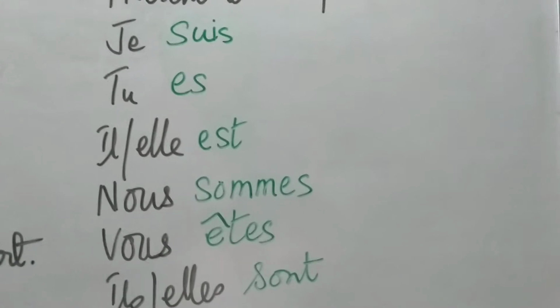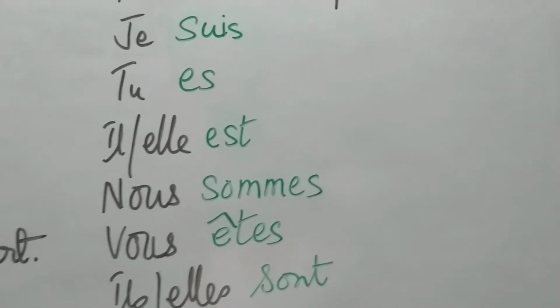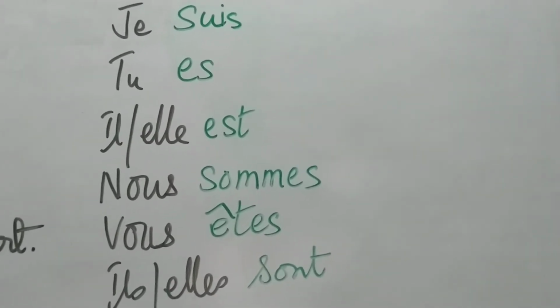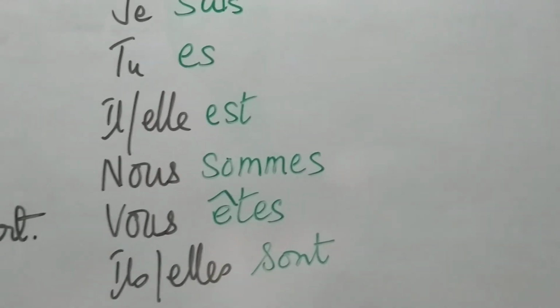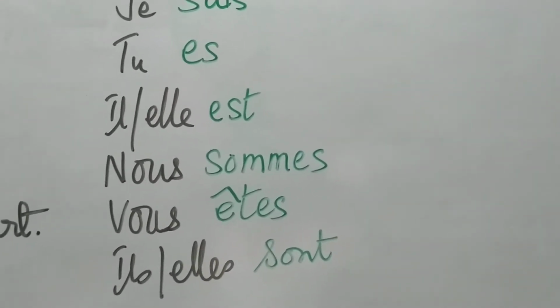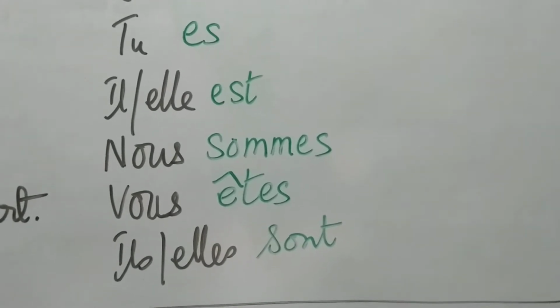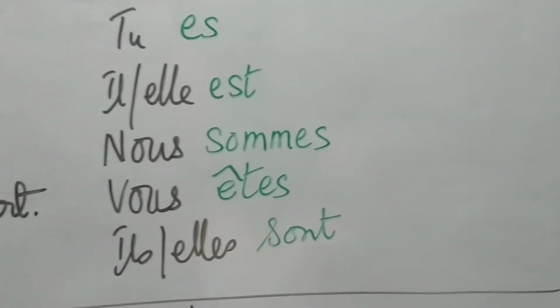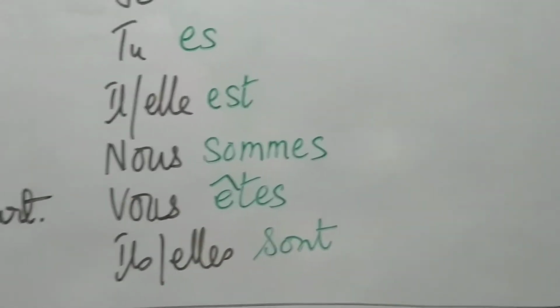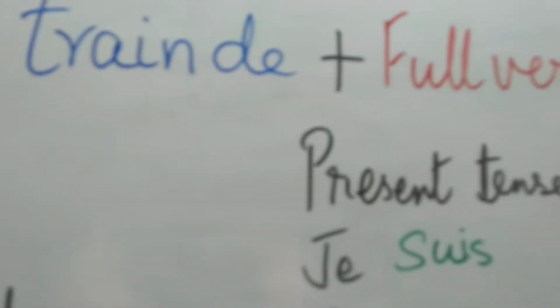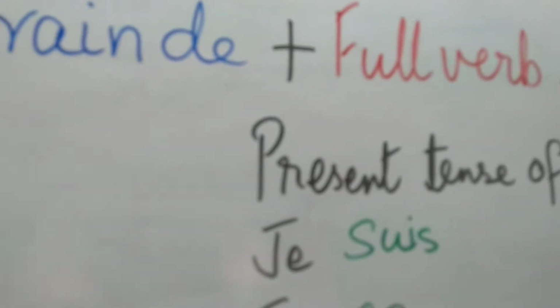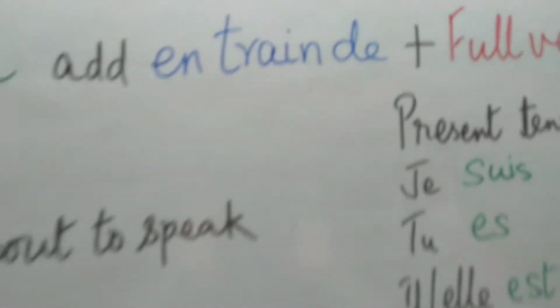Now, je suis will mean I am, tu es will mean you are, he, she or it is will refer to il or elle est, nous sommes will mean we are, vous êtes will mean you are, and ils or elles sont will mean they are. So this is the present tense of être. So to the present tense of être, if you add en train de plus any full verb which is given to you, you will get what is known as the present progressive.